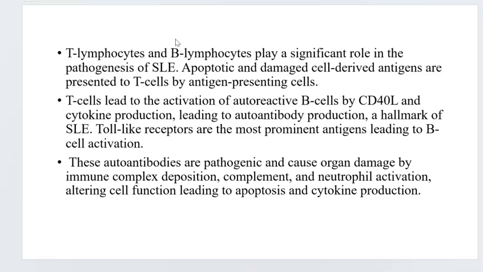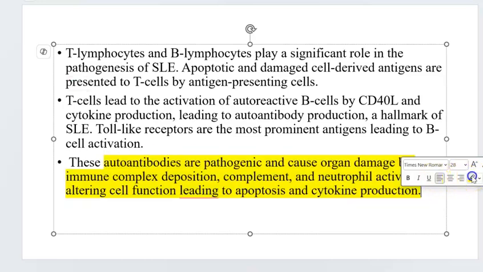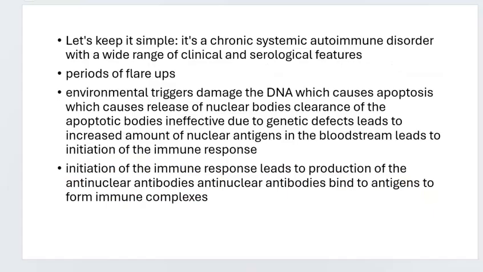We have this activation of the T cells and B cells. The antigen-presenting cells, the APCs, are serving it up on a silver platter. The only problem is that this is going against ourselves, and we are creating our own autoantibodies. And those are pathogenic, and they cause organ damage by immune complex deposition, complement, and neutrophil activation, altering cell function, leading to apoptosis and cytokine production. So keep it simple. It's a chronic systemic autoimmune disorder with a wide range of clinical and serological features.